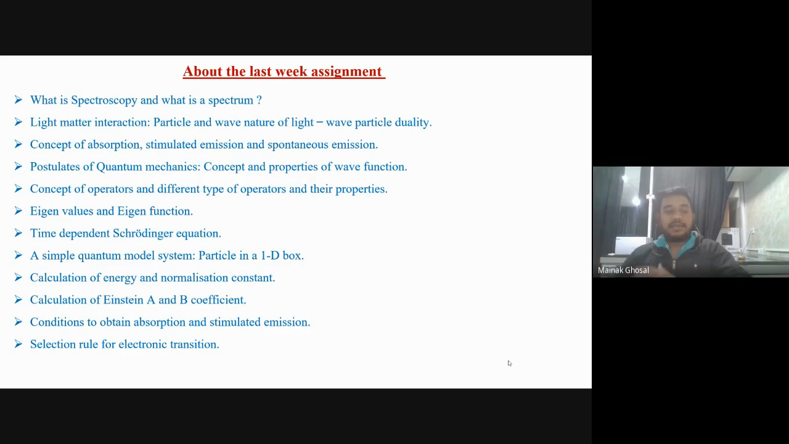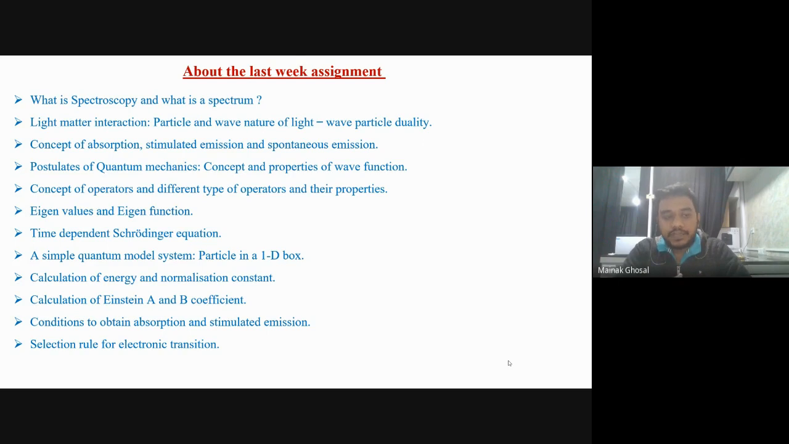Then it was discussed about the concept of absorption, stimulated emission, and spontaneous emission. These are the three different processes. One is called absorption, and there are two types of emission. One is stimulated emission, which involves light, which needs some stimulation in the form of light, and another is spontaneous emission, which happens randomly, from itself.